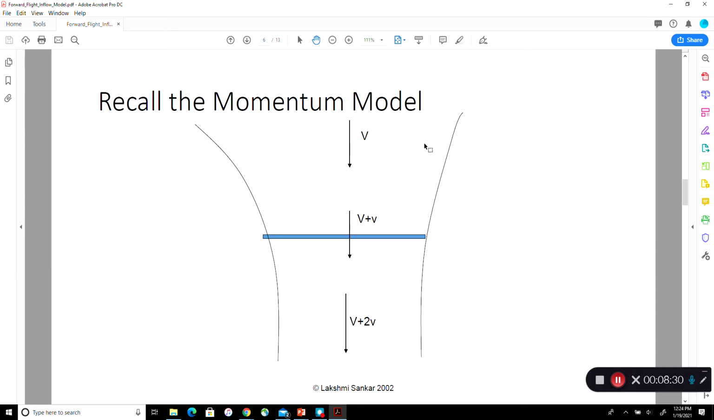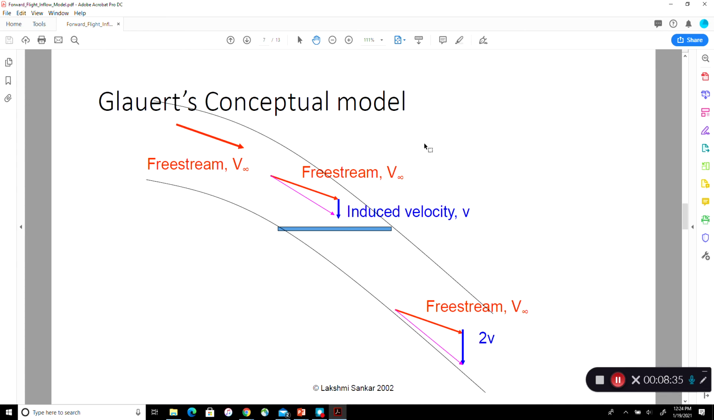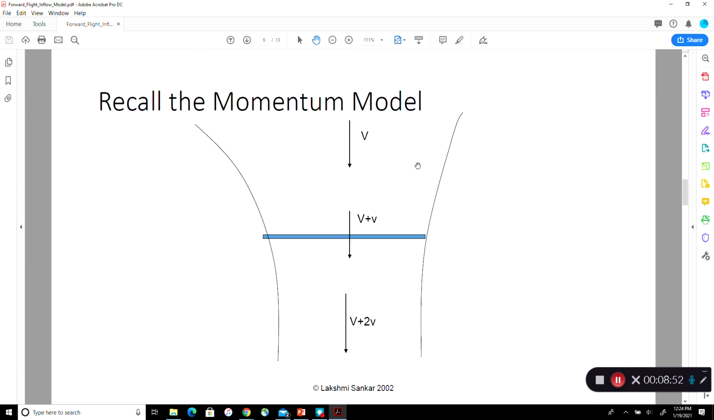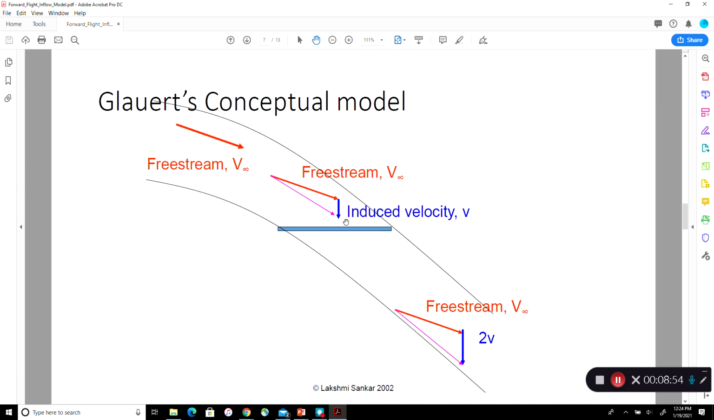So this is what Glauert did. So we'll blame it on Glauert if everything doesn't work out correctly. What Glauert said was, okay, remember this picture here? Rotate it so that the rotor disc is parallel to the x-axis. Then the flow will be coming at an angle, alpha tip path plane, compared to the rotor disc. So I have rotated it. So this is the rotor disc. The free stream is coming at an angle, alpha tip path plane, relative to the horizontal axis, because the horizontal direction is the rotor disc.